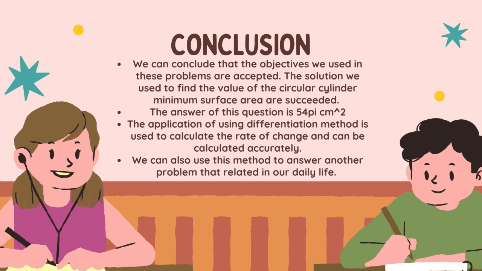So we can conclude that the objectives we set in this problem are achieved. The solution we used to find the minimum surface area of the circular cylinder has succeeded.